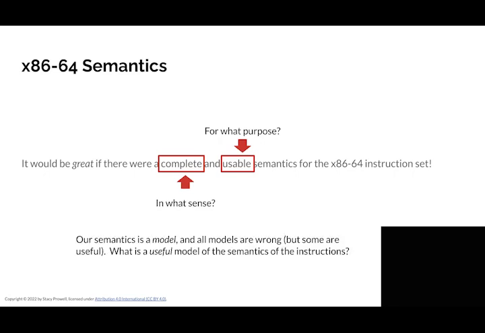Semantics is a model. All models are wrong, but some models are useful. The only true model of the code is the code itself. What we are doing is constructing a model because the model we build is simpler in some meaningful way than the original code. Or it's something that a machine can process symbolically, whereas it can't necessarily process the original code symbolically.